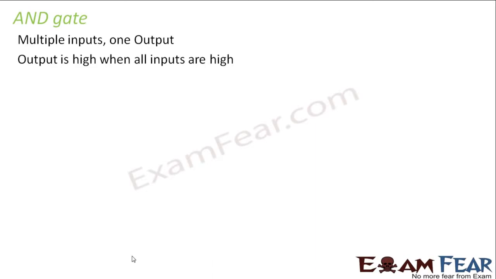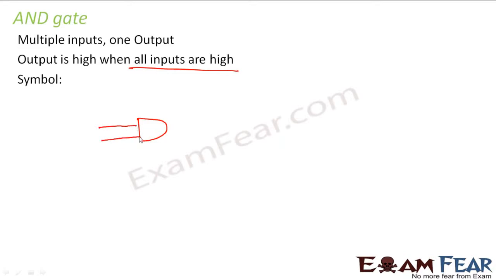Now the third one, that is AND gate. This also has multiple inputs but one output. Here the output is high only when all inputs are high. Rest all of the time the output will be low. The symbol of an AND gate is somewhat like this. This is your input A, this is your input B, and this is your output. So the logical relation which drives this gate is Y is equal to AB.